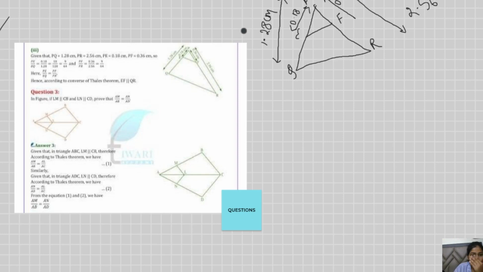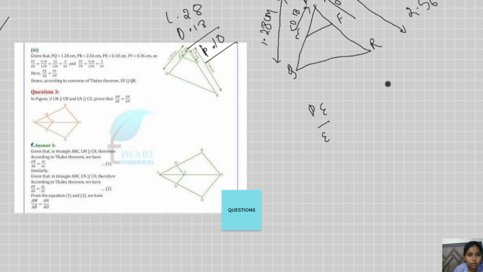Now what we have to do is prove whether EF is parallel to QR or not. Basically, you can easily calculate PE by EQ, or you can say PE by PQ also, and EQ also. If you are considering PE by EQ, you will get something like this, 1.10.